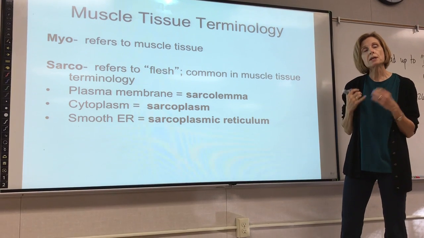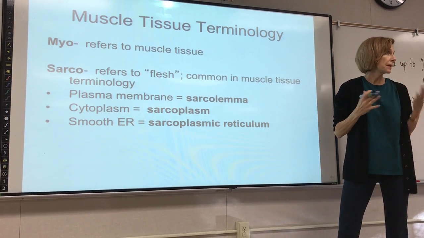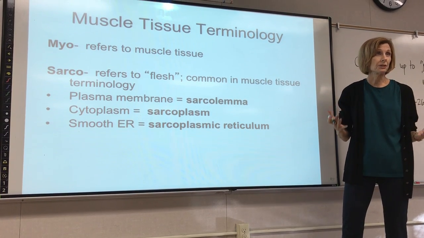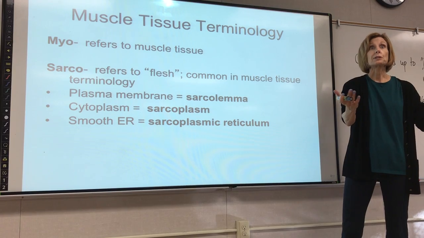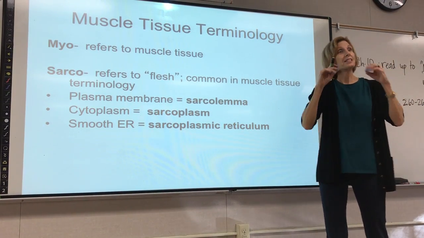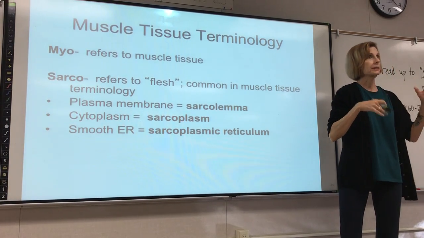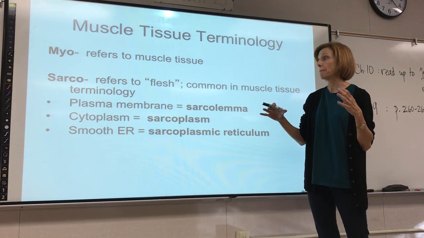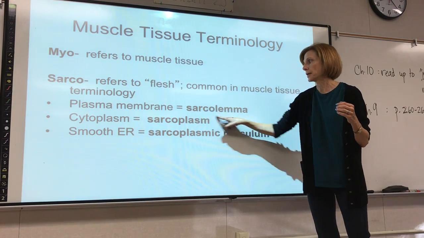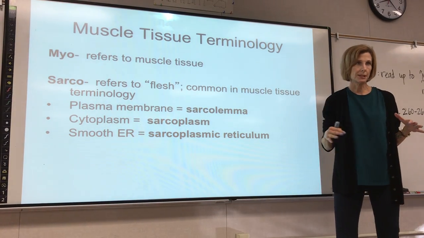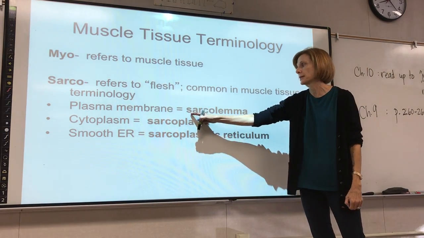Okay, so when we're talking about the cell membrane of the muscle cell, it is basically like the cell membrane that we've already looked at. We talked about it, right? I drew it. It's the phospholipid bilayer with the protein molecules, the cholesterol, all of that stuff. But it has a special name. It is called the sarcolemma. Basically like other cell membranes, but with a special name. So this is the cell membrane of a muscle cell.